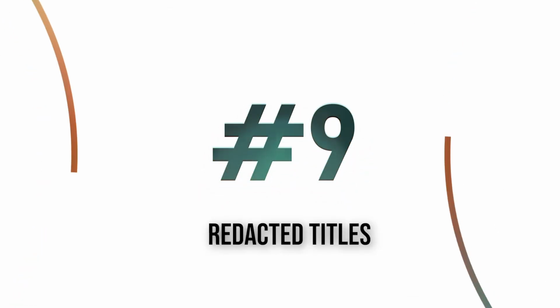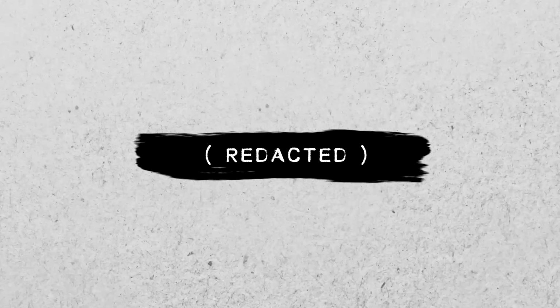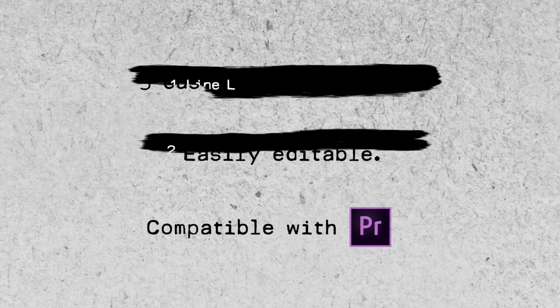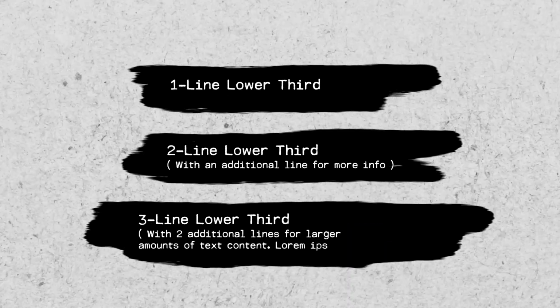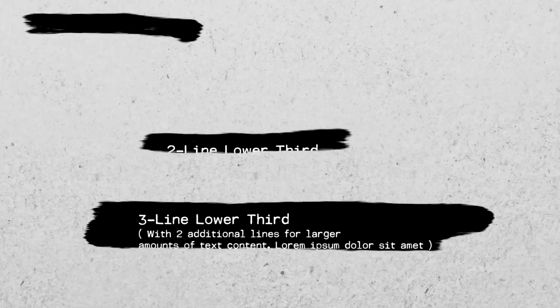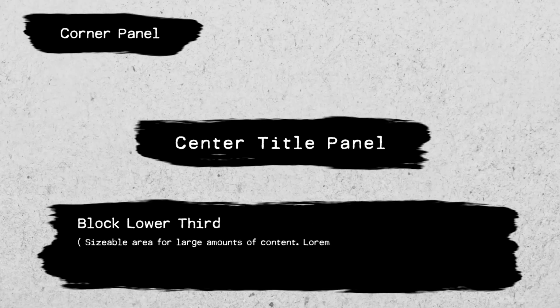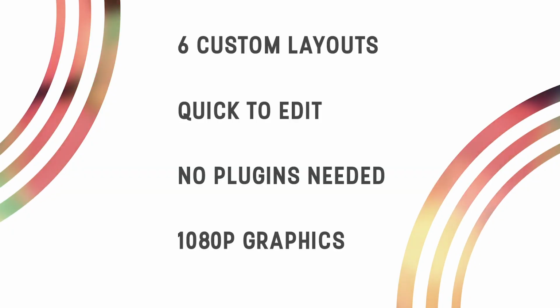Redacted titles are a quirky, fun way to position your text on screen. These easy-to-edit essential graphics deliver classic cinematic designs for your next promo or documentary. Multiple layouts are included, and you'll even find a helpful motion graphics tutorial in the download to help you get started.